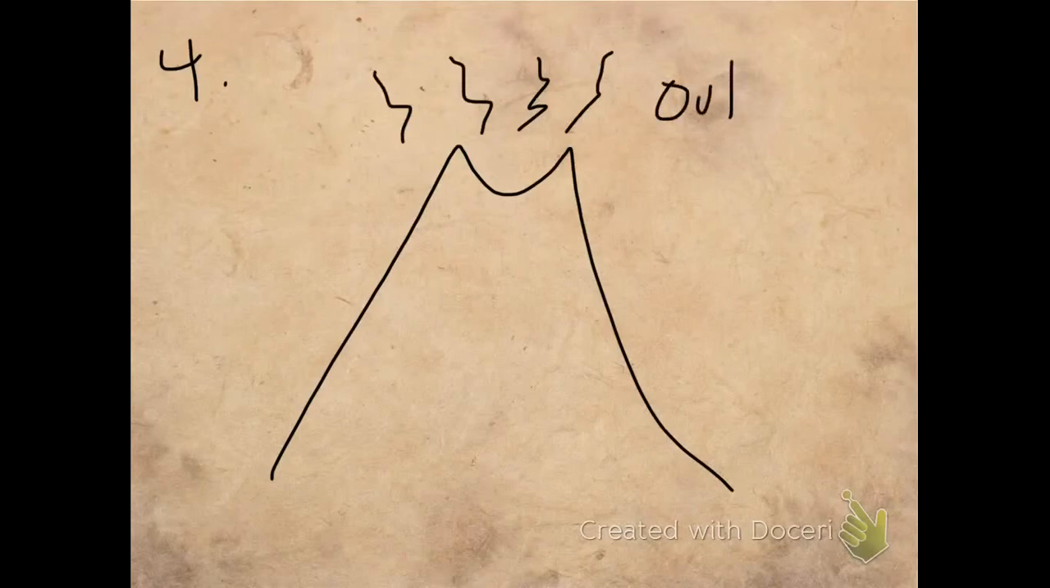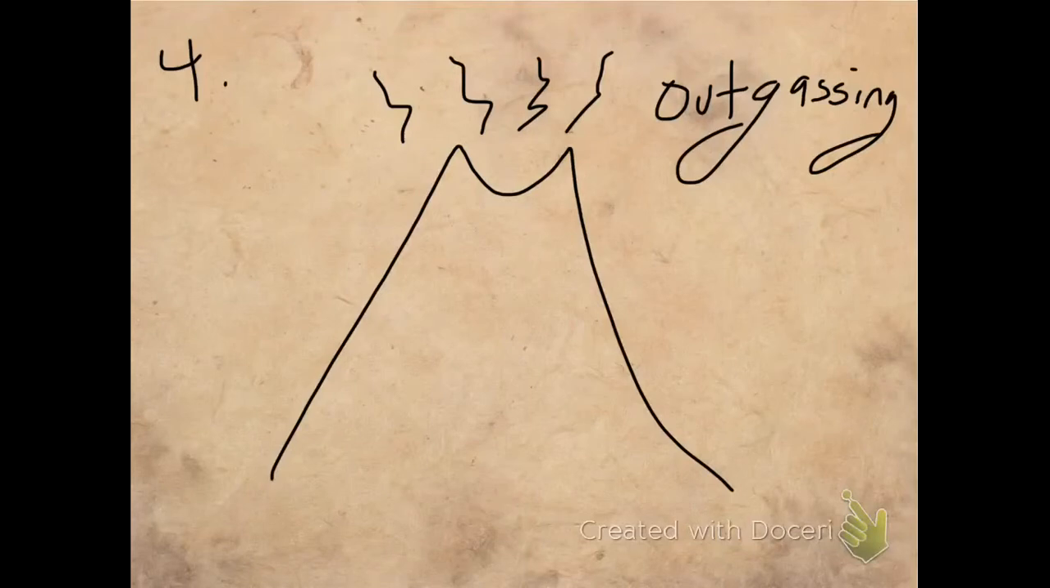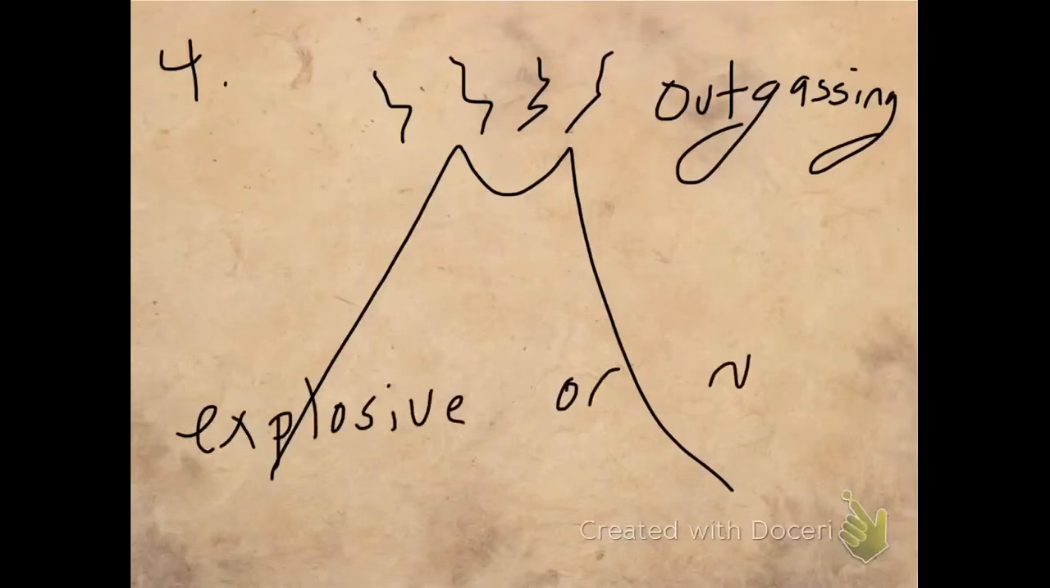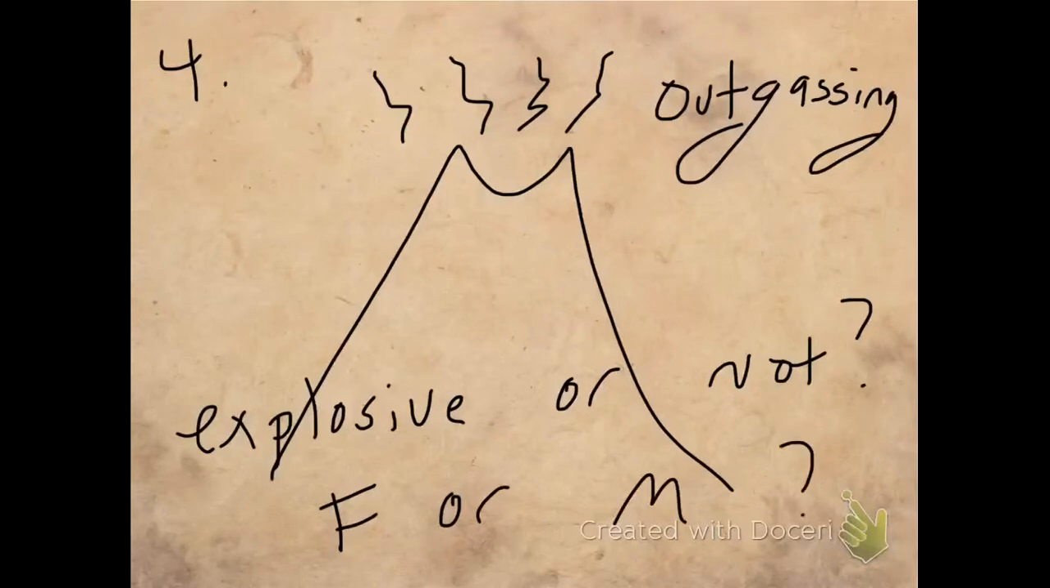Question number 4, we have a nice volcano that is outgassing, which means that it's releasing a lot of its gas, either prior to eruption or during eruption. Because it's releasing a lot of gas, do you think this is likely to be an explosive volcano or not very explosive? The answer is it's not going to be very explosive. Is this likely a felsic or a mafic composition lava or magma? The answer is it's going to be mafic.